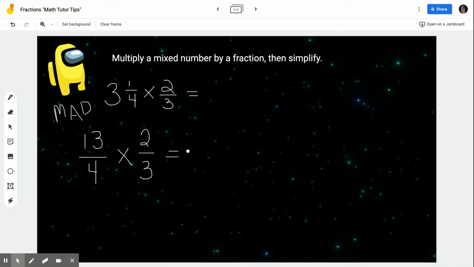If I came over here on the side and doubled 13, or 13 times 2, I would get the product of 26. 13 times 2 is 26. Down here at the bottom, the denominator, 4 times 3 is 12. So I end up with the product of 26/12. But 26/12 is that improper fraction.